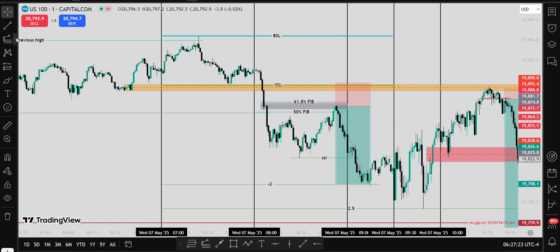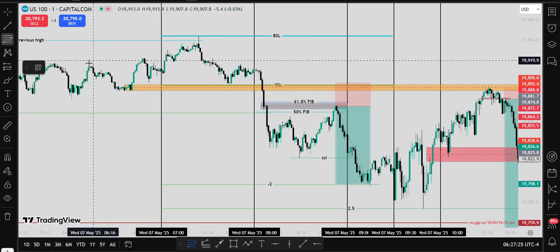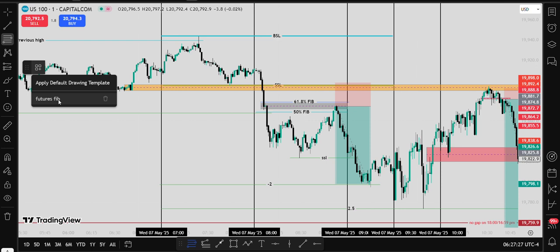So what we do is we take our Fibonacci retracement tool. For the few that don't have this type of fib, you can take the default one and try to reset the data to what you can see here.